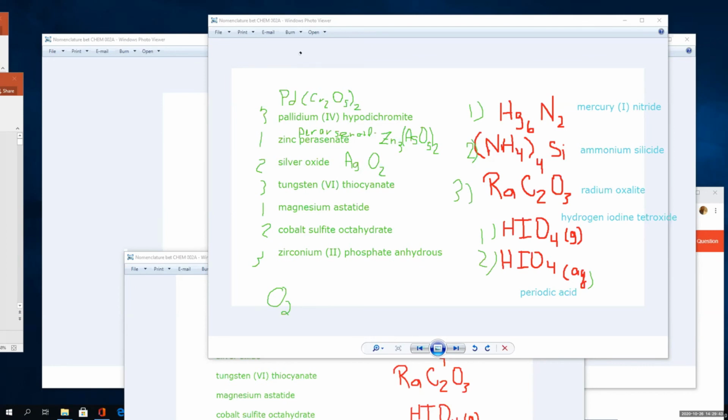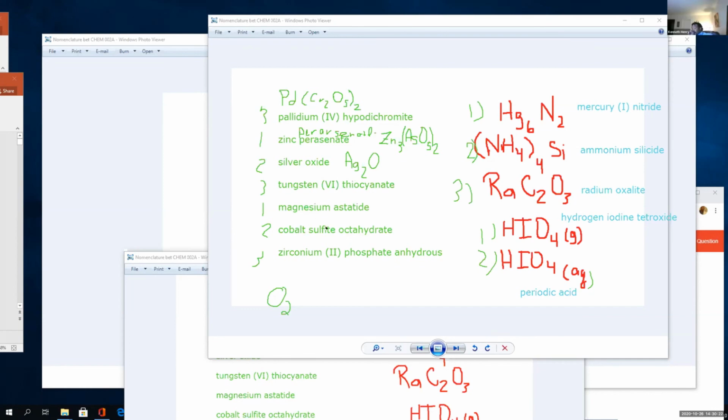Ag2O is correct. So don't mistake your diatomic elements for diatomic ions. There's only one diatomic ion. Who's that? Mercury. Don't mistake your diatomic elements for a diatomic ion. A diatomic element means it's just that element by itself. It has nothing else it's attached to, okay? Are we good?